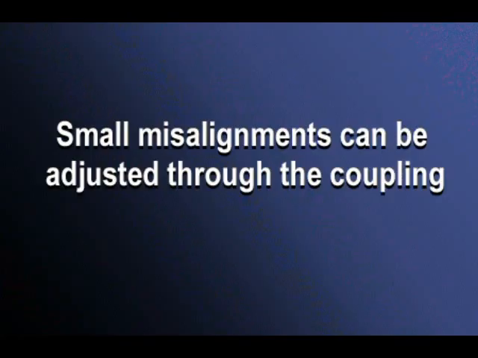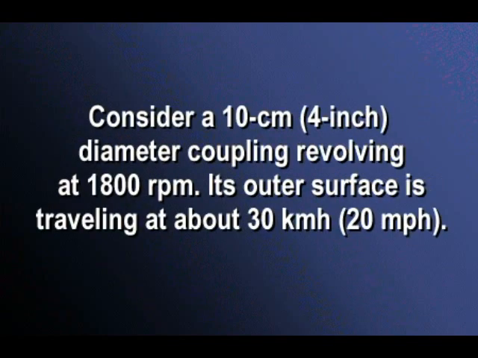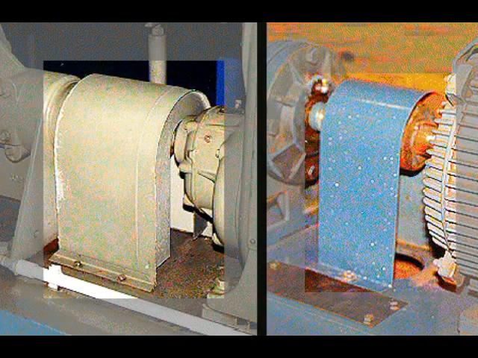The coupling can accommodate a very small misalignment between the pump and the motor. Care should be taken to minimize this misalignment during initial installation to avoid excessive wear. It is important to remember that any coupling is a device in motion. Consider a 10 centimeter or 4-inch diameter coupling revolving at 1800 RPM. Its outer surface is traveling about 30 kilometers per hour, or 20 miles per hour. All couplings should be protected by safety guards.